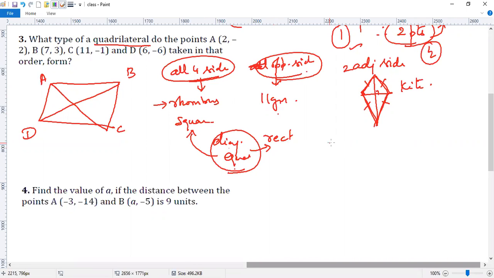So with respect to the question given to us here, this third question, you have to find AB and you get the value of AB to be 5 root 2. BC is 4 root 2.